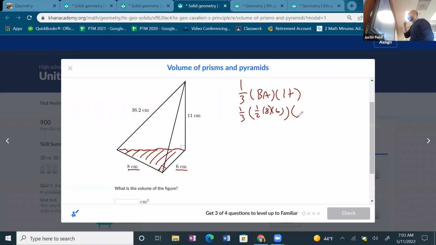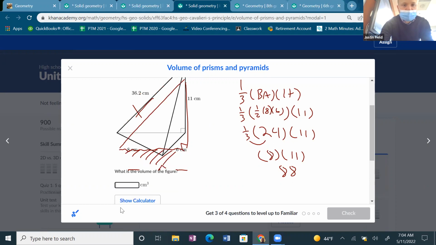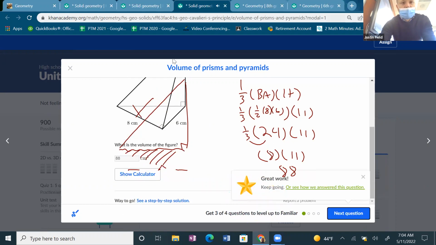And then what's the height of the pyramid? Is it 11 or is it 36.2? It is not 36.2. That is not perpendicular to the base. So the height has to be perpendicular to the base. That's 11. Okay, so this is 48 and half of 48 is 24. And then 1/3 times 24 is 8. And that's 88. Put my calculator down. Don't need my calculator. 88. Okay, so have fun with that one.